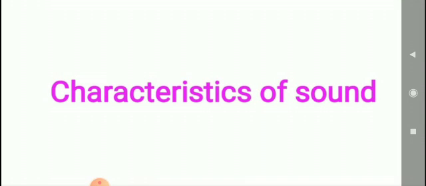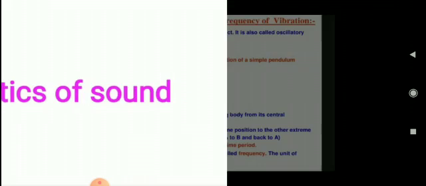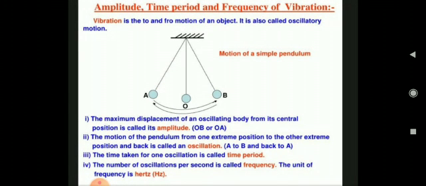As you know, sound travels through a medium in the form of compression and rarefaction. These are collectively called sound waves. Now sound waves have some characteristic properties, that is amplitude, wavelength, frequency, pitch, loudness and timbre. Firstly we'll talk about amplitude.